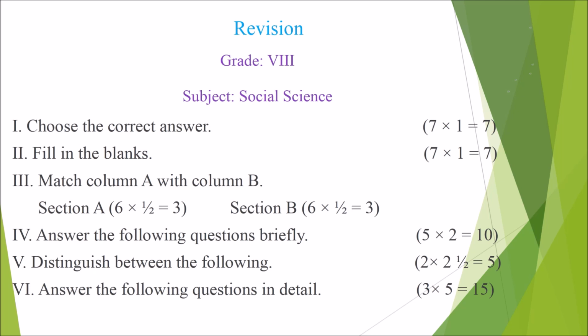Roman letter 1, choose the correct answer. You will get 7 questions in that. Each question carries 1 mark. So totally 7 marks for choose the correct answer. First, you have to read the question carefully. Then you have to write the question number 1 and then write the correct option. If B is correct, then write option B and write the correct answer. Likewise, you have to answer all the 7 questions.